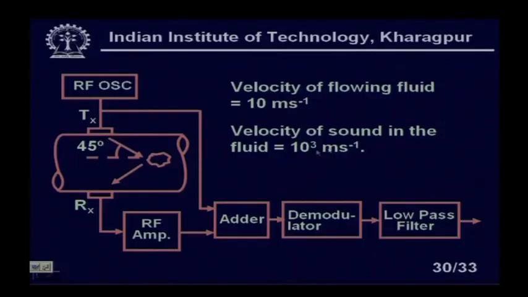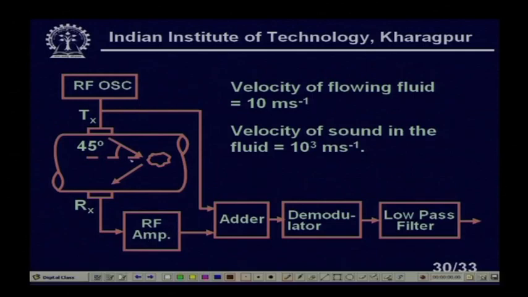Now, something is given, what is that? Velocity of the flowing fluid is 10 meter per second and velocity of sound in the fluid itself is 10 to the power 3 meter per second. So, these two things are given, right. Now, we assume one important thing, that the angle of incidence and the angle of reflection are the same. That means this is 45 degrees, this also will be 45 degrees, right. So, with this we can start to solve the problem.